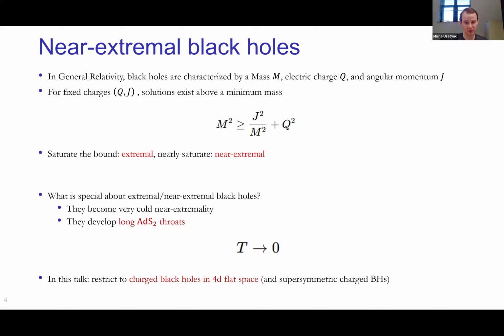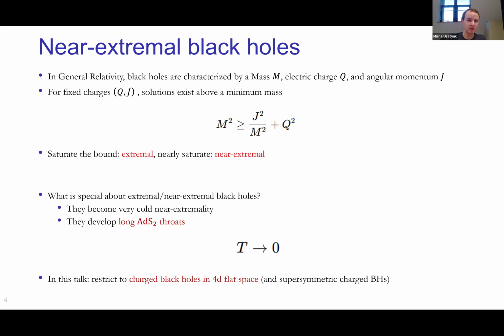So what is special about extremal or near-extremal black holes? Why are we talking about them today? Well, there are two facts about near-extremal black holes that are interesting and unique to them. One is they become very cold close to extremality. So their temperature goes to zero. And exactly at extremality, when this inequality is satisfied, their temperature is exactly zero. The second unique aspect of near-extremal black holes is their geometry develops an AdS2 throat, which I'll explain a bit more on the next slide.